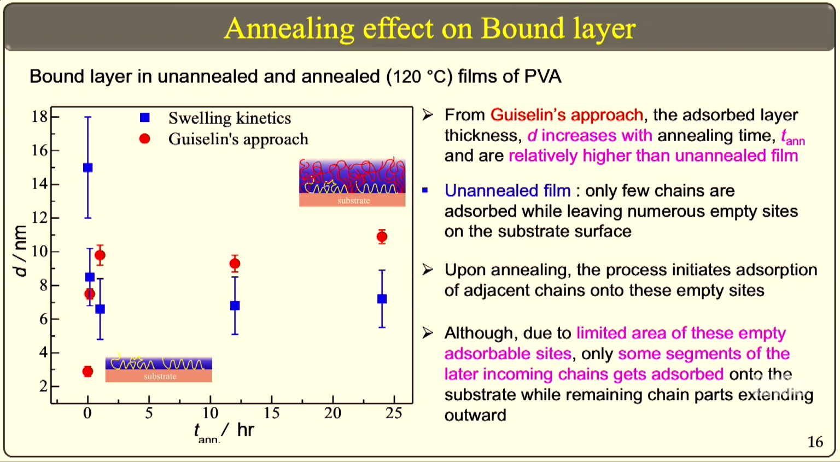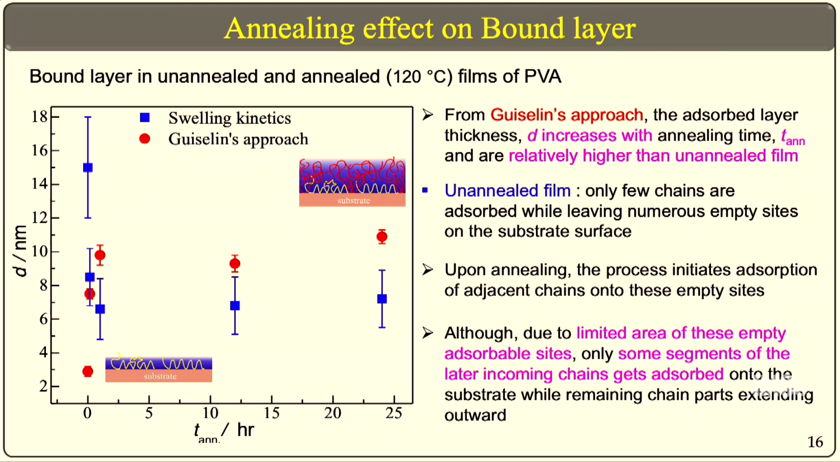However, from Guiselin's approach, which is completely removing the above layer, part of the dangling chains will still be there because their segments are still attached to the substrate, which is because of the annealing. So that's why I think we see the increment in thickness, because now we are determining the whole layer thickness. At the moment, it's just speculation.